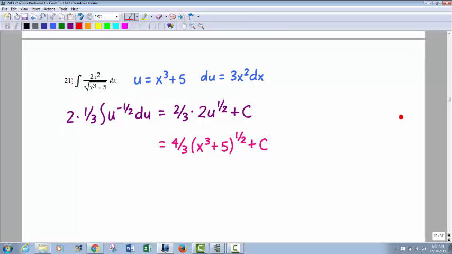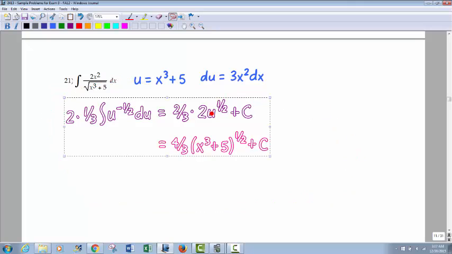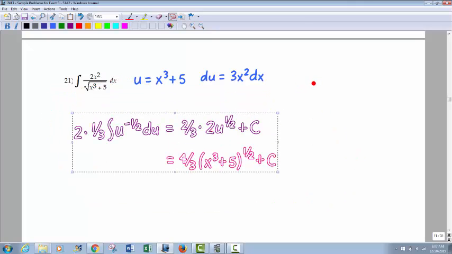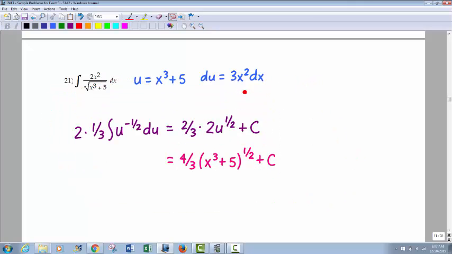21. Now, okay, so basically what I did here is I let u be what's under the radical, which would be x cubed plus 5. And then du would be 3x squared dx.